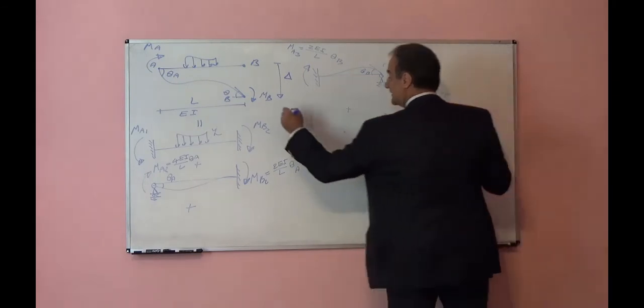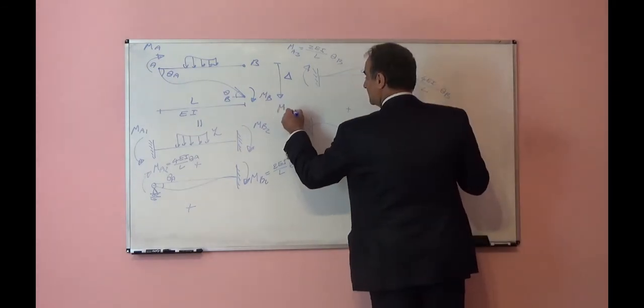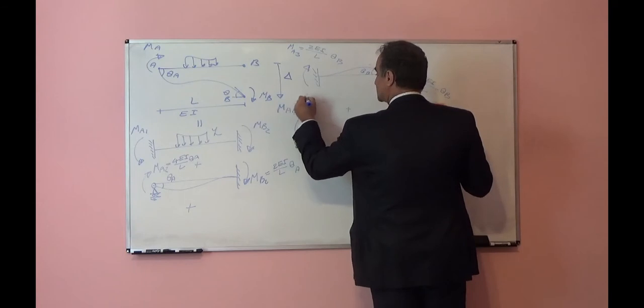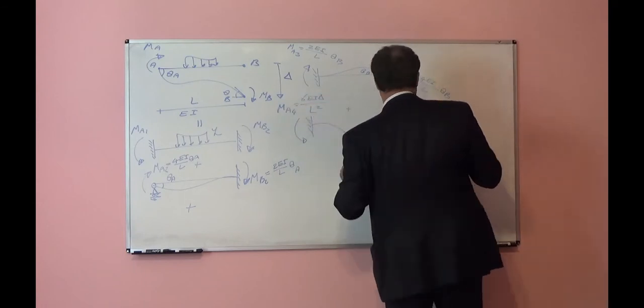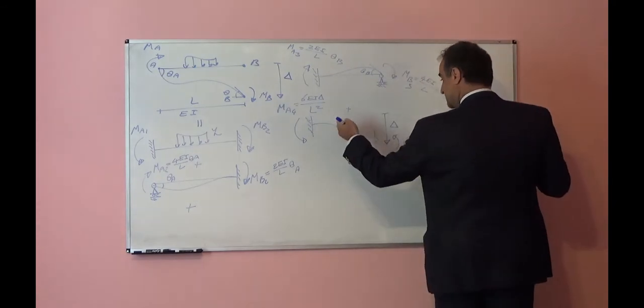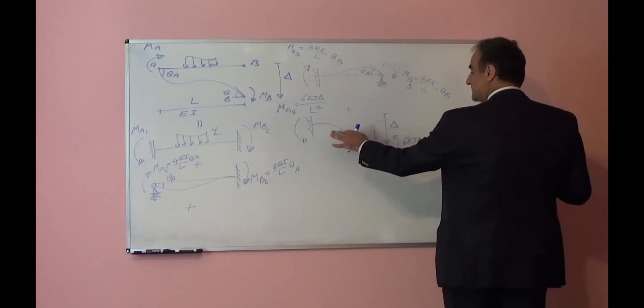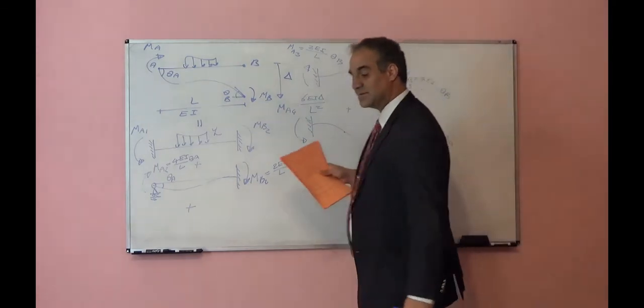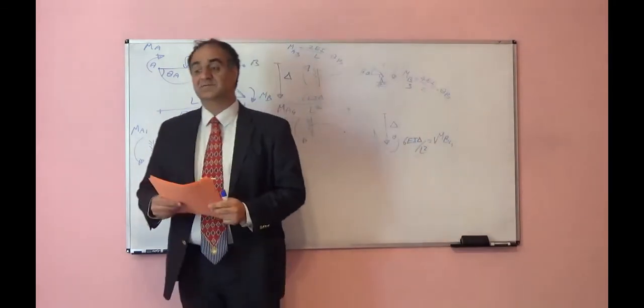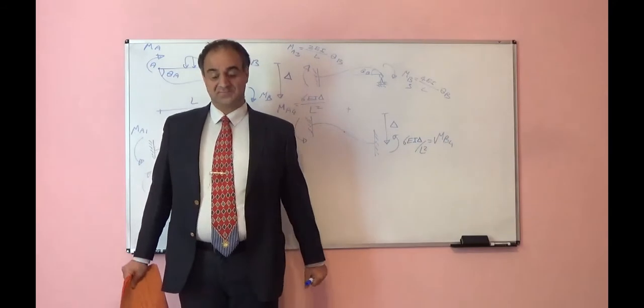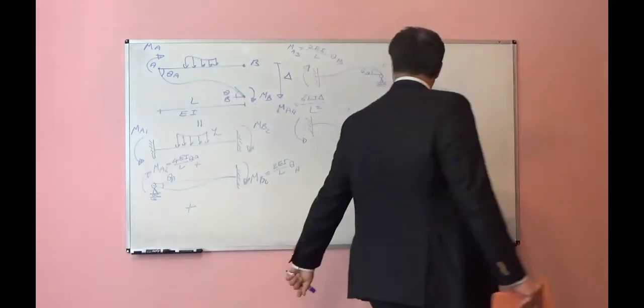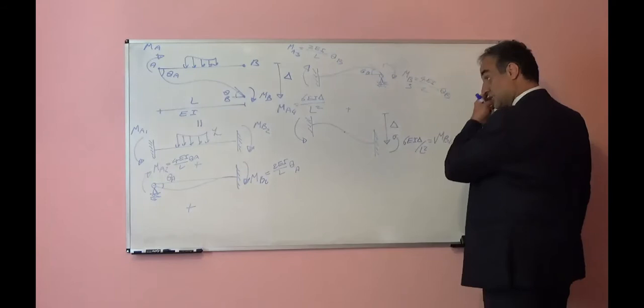MB4, and here MA4, it was 6EI delta over L square. And you see here the curvature, it is convex shape, here concave shape. So at the middle there is no curvature, or radius of curvature goes to infinity. It is a straight line. Moment there is equal to 0.